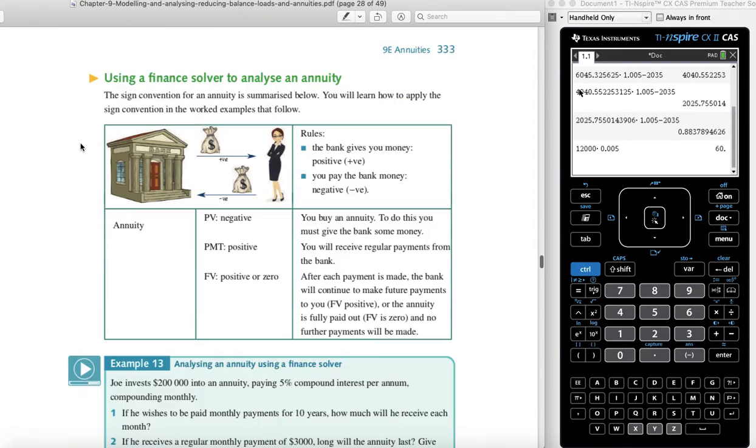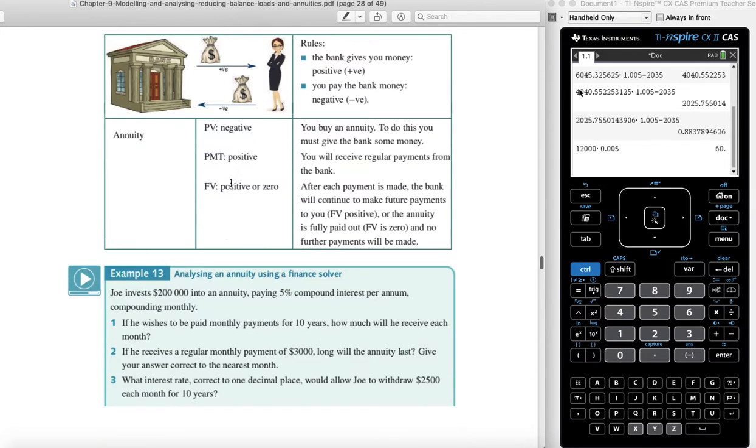How to use a finance solver to analyse an annuity. Remember, this is just like a reducing balance loan, so we can use a finance solver. The same rules apply: if the bank gives you money, it's a positive; if you pay the bank money, if you invest, it's a negative. The future value in this case can only be positive or zero, because you can only have some money or there's no money left in it, or your super's gone or all your investment's gone.